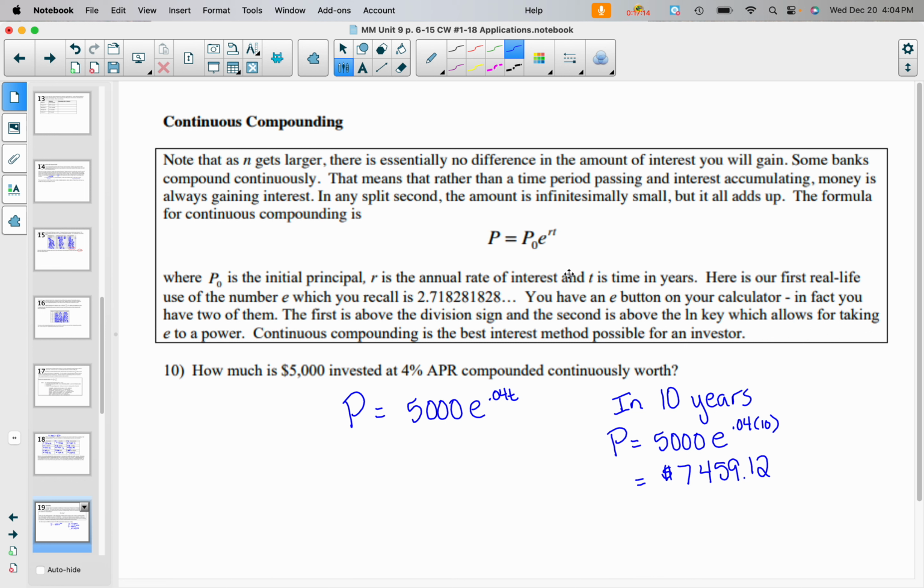So that is it for this portion of the lesson. And then you have a homework problem where you have quite a few of these to fill out in a chart. So that's what you should be working on.